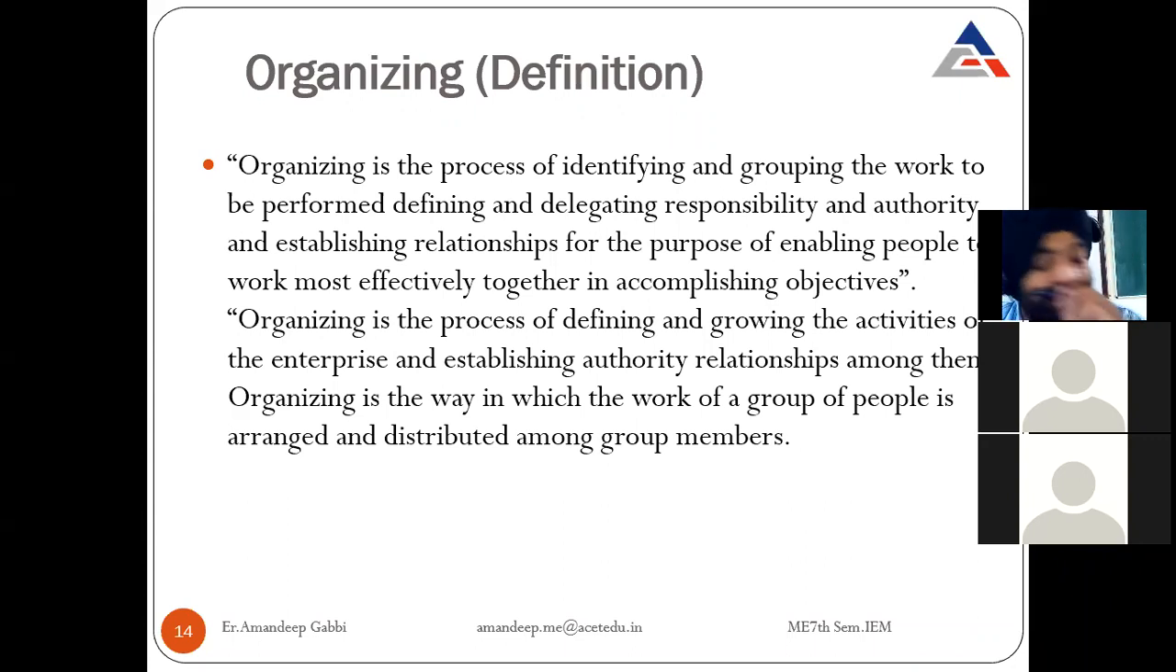You may have heard about the Department of Mechanical Engineering is organizing something. So organizing is arranging something, right? Organizing is the process of identifying and grouping the work to perform, defining and delegating. And there should be one person who is allocated that you talk about.